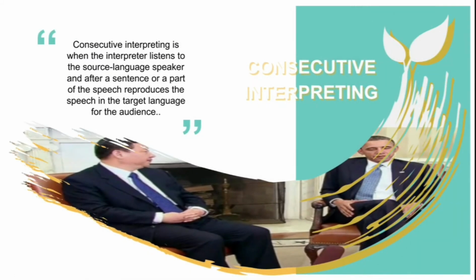And the last one is consecutive interpreting. Consecutive interpreting is when the interpreter listens to the source language speaker and, after a sentence or a part of the speech, reproduces the speech in the target language for the audience. Typically, during a speech, the interpreter stands next to the speaker. When the speaker finishes a speech or has a break in their speech, the interpreter reproduces the statement in the target language as a whole and in such a manner as if they had delivered it.